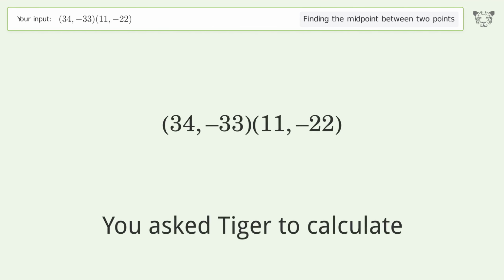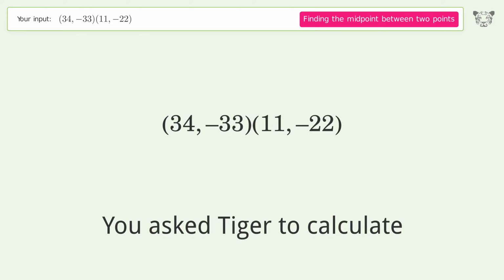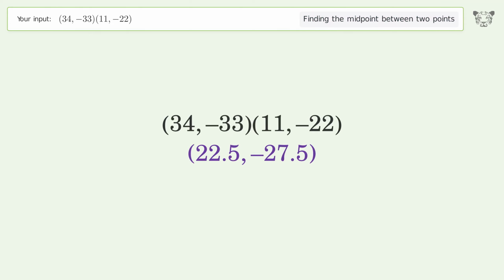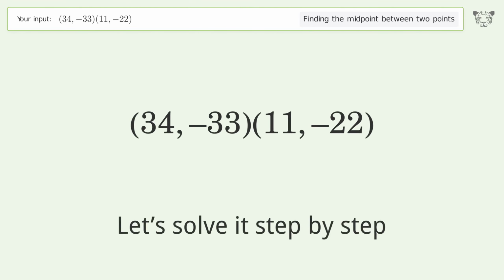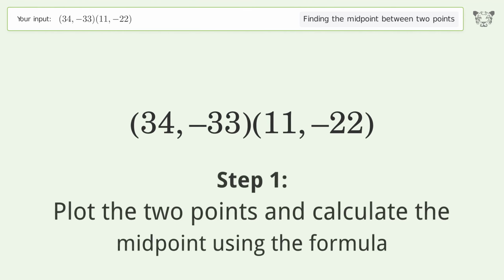You ask Tiger to calculate. This deals with finding the midpoint between 2 points. The midpoint between the 2 points is 22.5, negative 27.5. Let's solve it step by step. Plot the 2 points and calculate the midpoint using the formula.